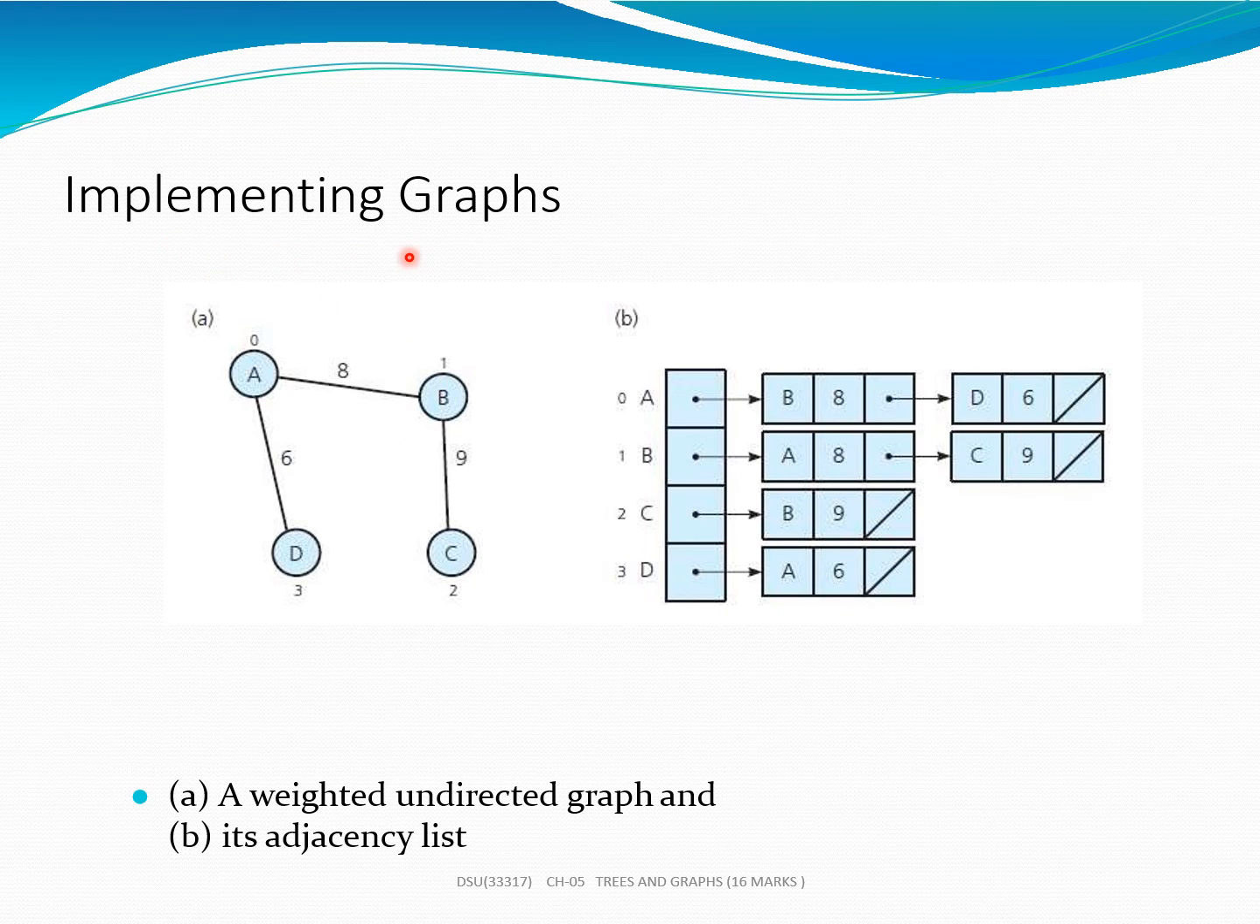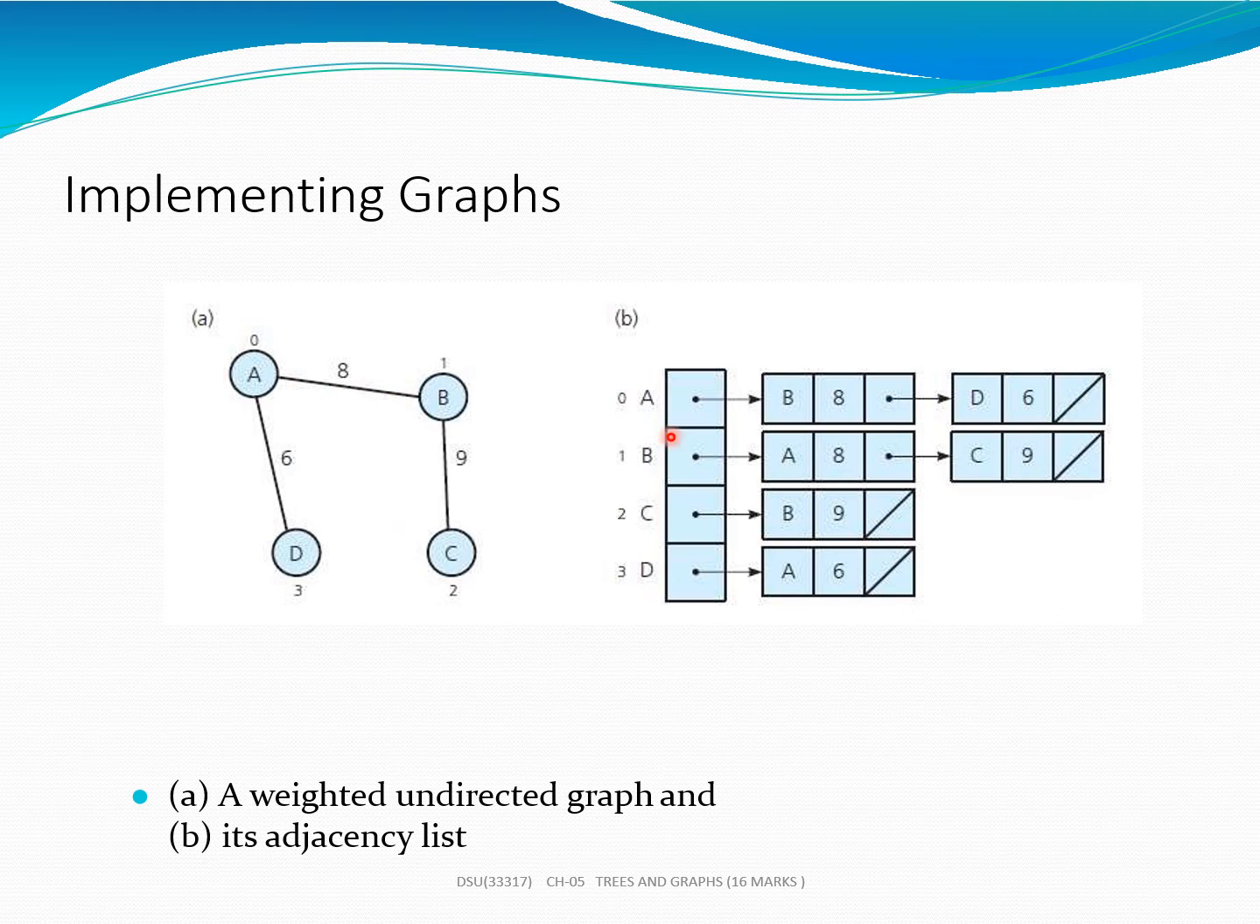Now this is implementing graphs. You see here, this is the value, meaning these edges carry some values. That's why this includes the value. So, a weighted undirected graph and its adjacency list. This is the weighted undirected graph.